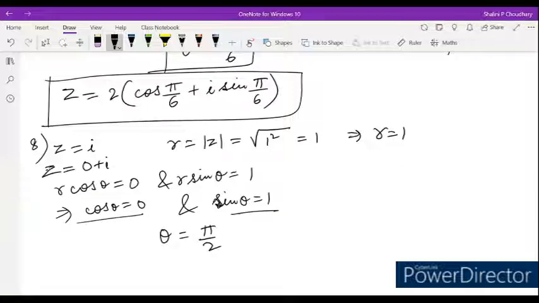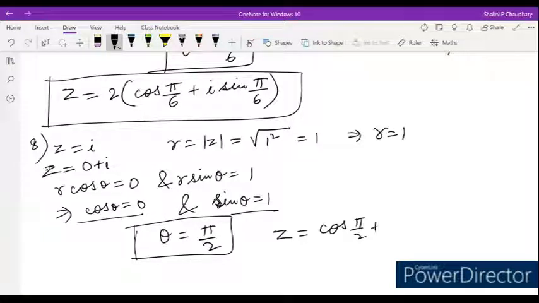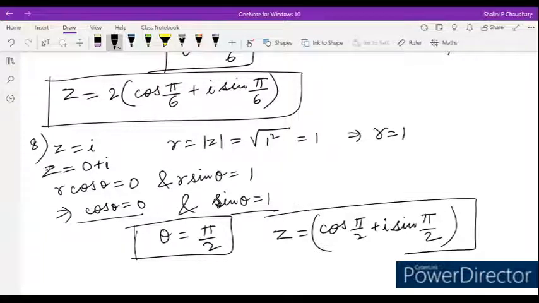Okay, pi by 2. So we got the value of r, we got theta, so z can be written in polar form. So it will be r is equal to 1 and cos pi upon 2 plus i sin pi upon 2. Okay, this way we can write.